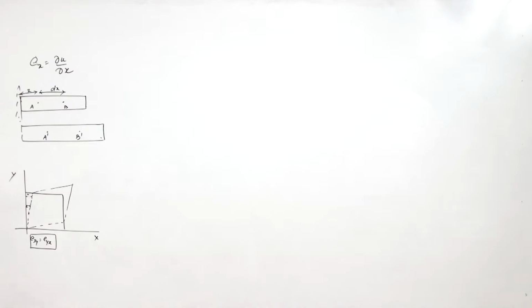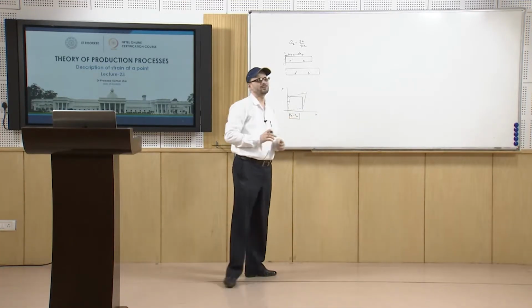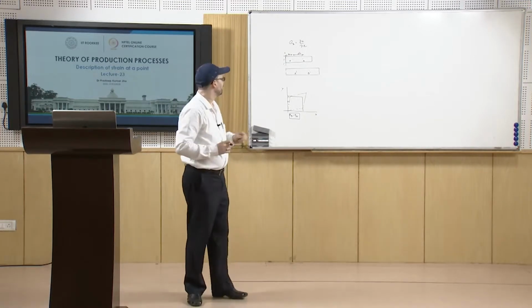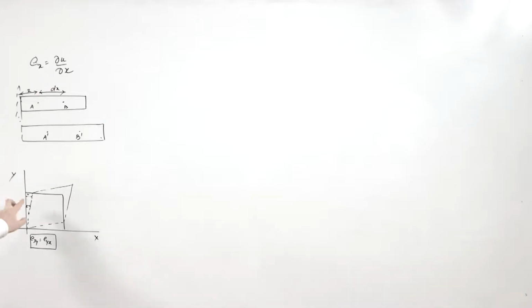Now, if you want Exy, that will be ∂u/∂y, because it is in the y direction. So Exy will be ∂u/∂y, and Eyx will be ∂v/∂x. If you look at this, ∂u/∂y, the displacement is u over this distance, and you take this angle. Similarly, Eyx will be ∂v/∂x.